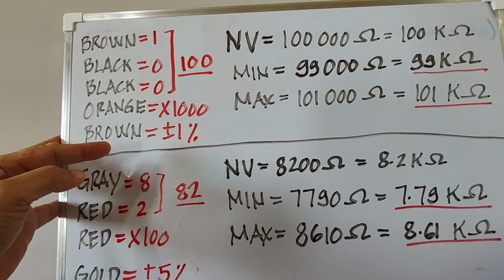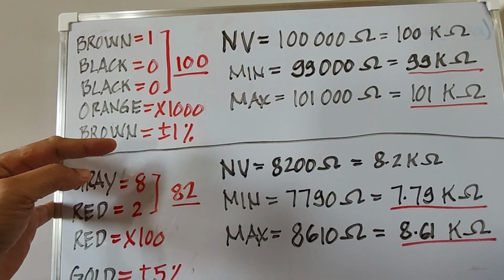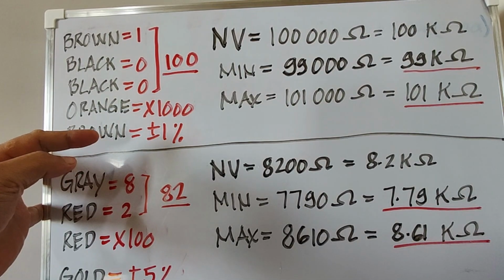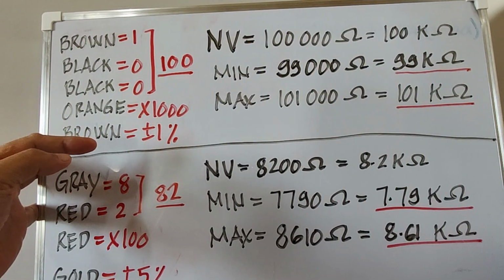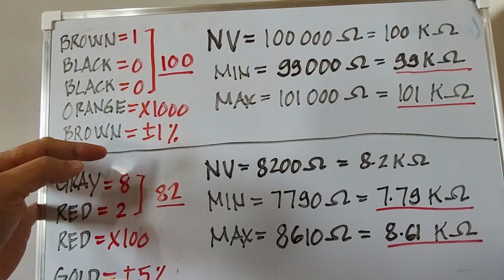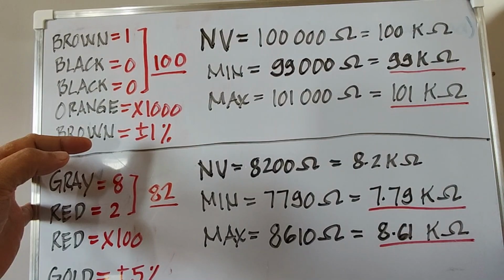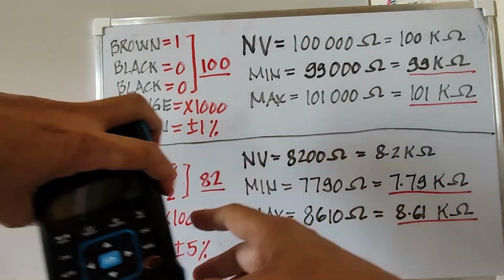Now, given that the last color is brown, the tolerance, brown on the table, is plus minus 1%. Using this value, we can compute the minimum and the maximum value of the allowable measured value range. Using the formula, we will come up with the minimum value being 99,000 or 99 kiloohms and the maximum value at 101,000 or 101 kiloohms. So our effective range for our measured value is from 99,000 ohms up to 101,000 ohms based on the computation.